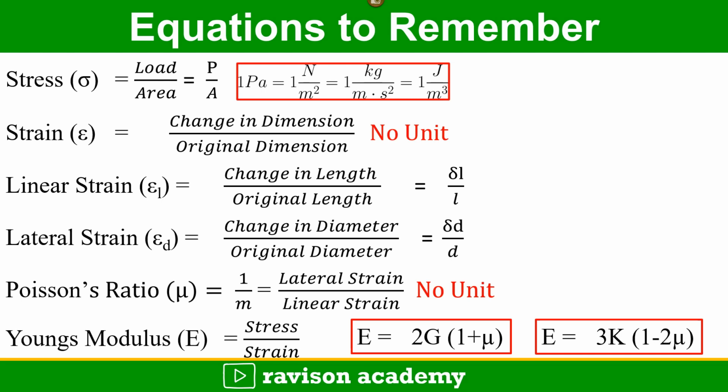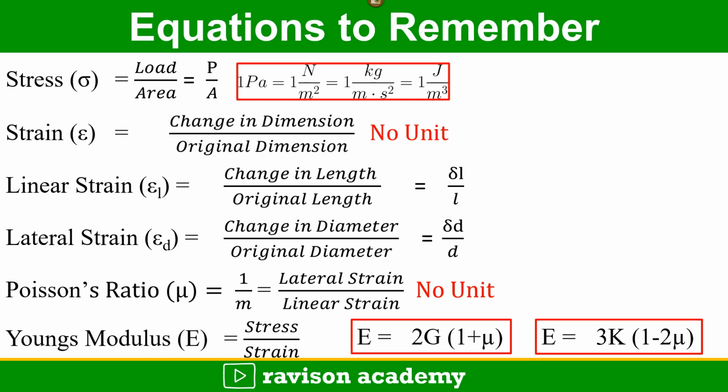Similarly, the linear strain is change in length by original length, del L by L. The lateral strain, the strain in the diameter direction, is change in diameter by original diameter, del D by D. The Poisson's ratio, 1 by m, is lateral strain by linear strain. The lateral strain is the strain acting on the diameter side, breadth or thickness side, divided by the linear strain, that is the strain acting in the linear direction. It also has no unit.